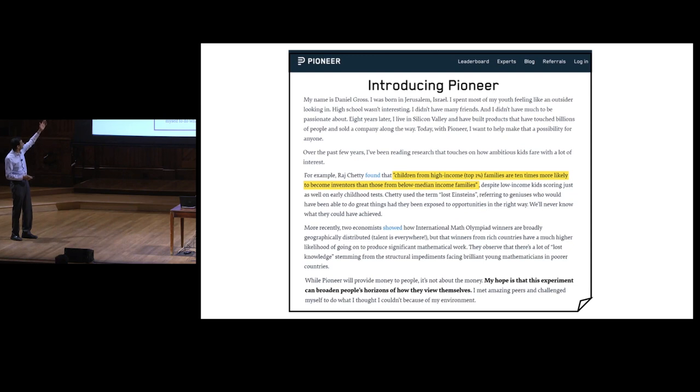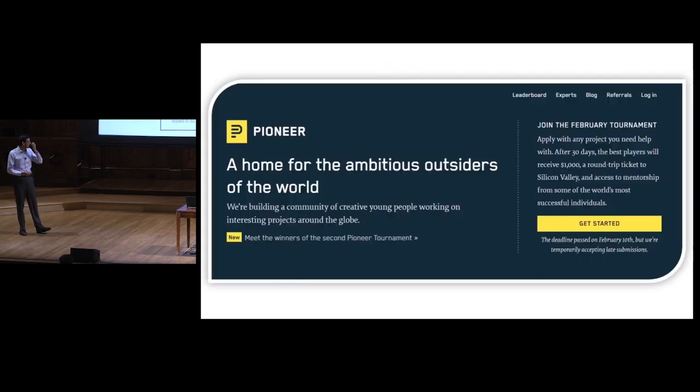what he says is that he's been reading research that touches on how ambitious kids fare, with a lot of interest. For example, kids from high-income, top 1% families are 10 times more likely to become inventors than those from below-median-income families, the statistic we talked about in the last lecture, despite low-income kids scoring just as well on early childhood tests, et cetera, right? And so he talks about lost Einsteins. He talks about other evidence that math Olympiad winners are geographically broadly distributed, but there are only certain places where they go on to produce significant mathematical work, because they don't have the environmental support to develop their talent in many parts of the world.